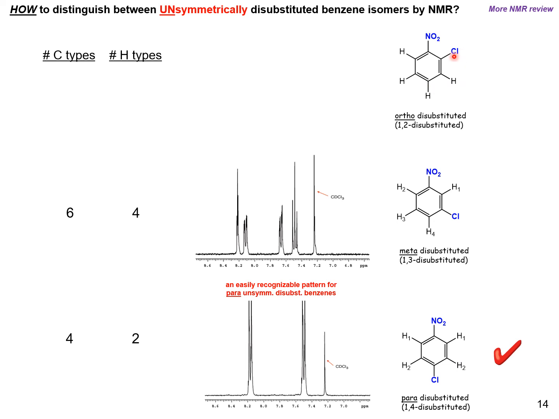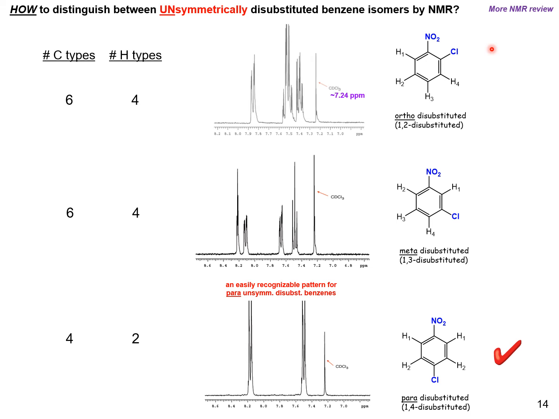What about this one here? How many peaks would you expect in the proton NMR? How many peaks in the carbon NMR? Again, not a symmetrical molecule, so you would expect to see 6 peaks in the carbon NMR, 4 peaks in the proton NMR. All right, now you have a way to distinguish between the para unsymmetrically disubstituted benzene versus ortho and meta. How do you distinguish between ortho and meta, though?